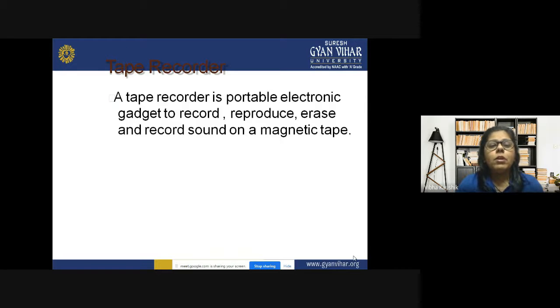Now, tape recorder. A tape recorder is a portable electronic gadget to record. It is portable and can easily be taken to any place to record something. We can reproduce the information. We can erase information that is not useful anymore, and record sound on a magnetic tape.